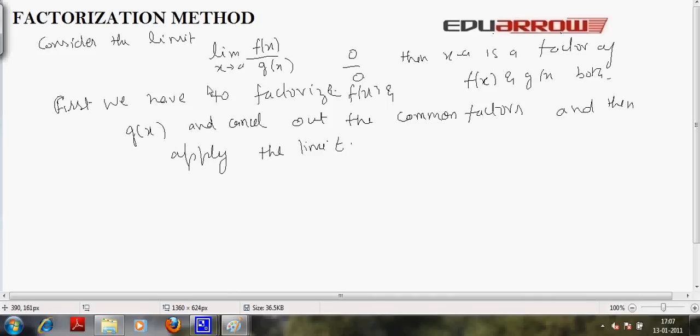So the factorization method is applied where, after applying the limit, we get the form 0 by 0. In this case, firstly we factorize the functions f(x) and g(x), then we cancel out the common factors and then apply the direct substitution method. Let us see one example based on this method.